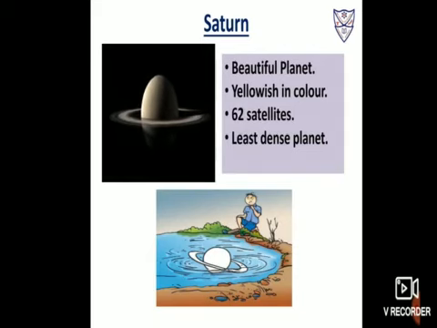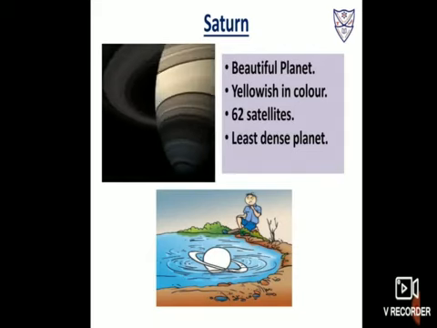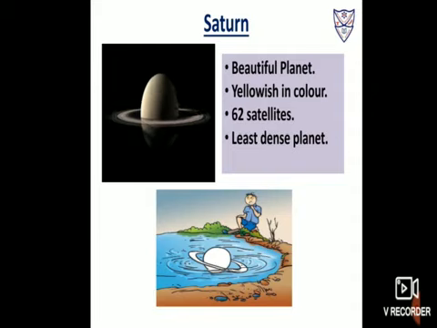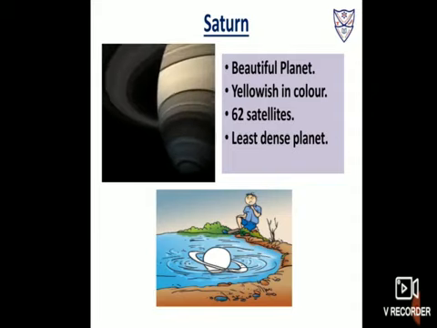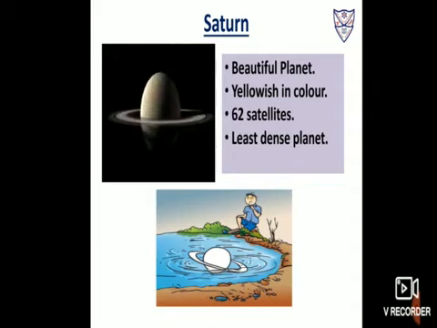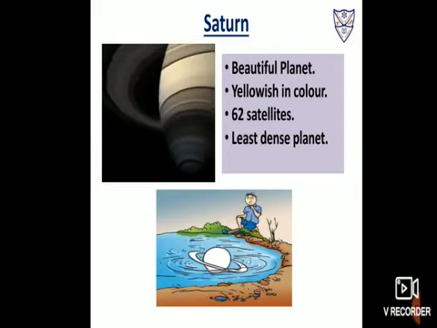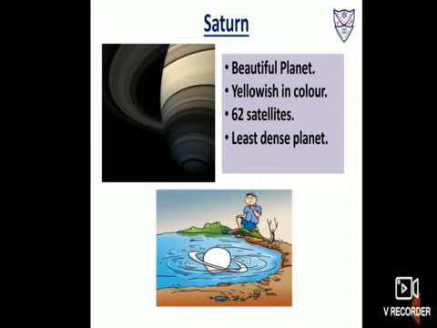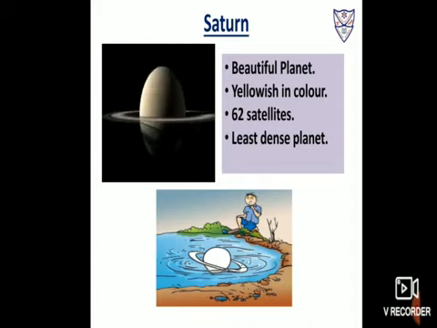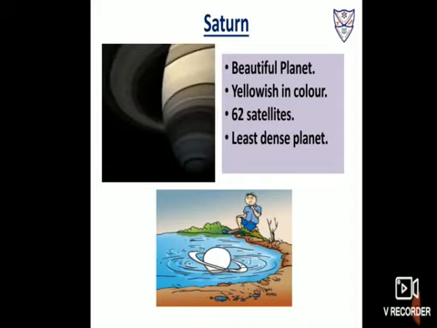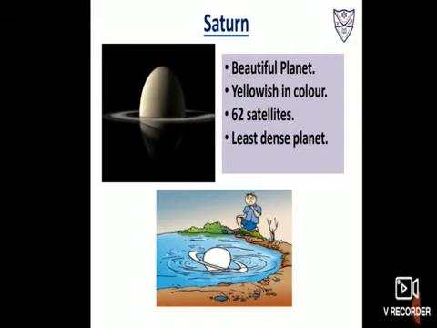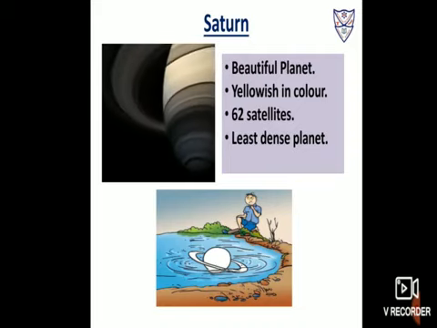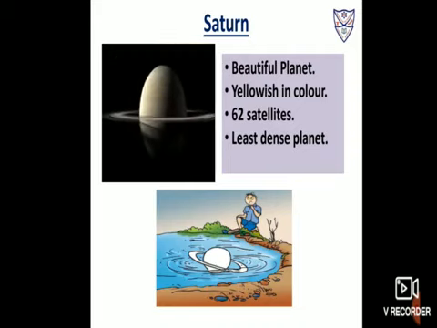Now next is Saturn. Now Saturn has the most visible and beautiful rings that encircle the planet. The rings are composed of ice and rock particles, and it appears yellowish in color. It has 62 confirmed satellites. Now Saturn is the least dense among all the planets. Its density is less than that of water.